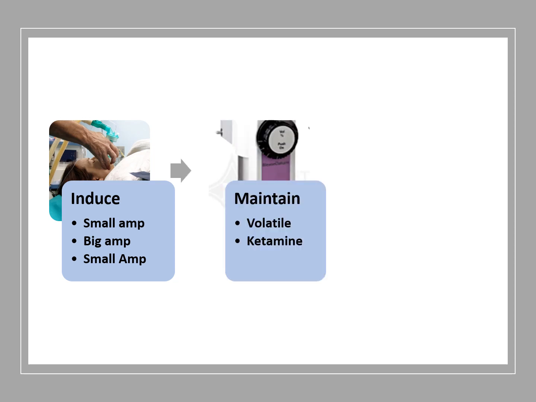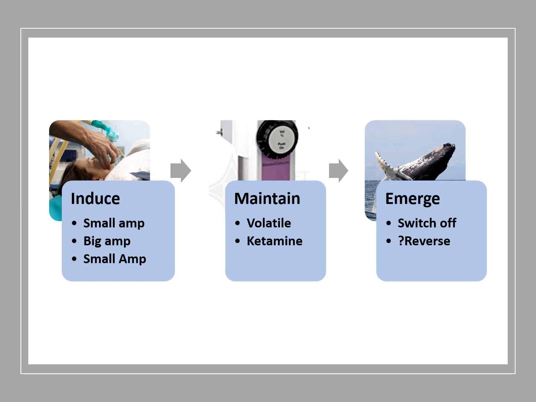You maintain with either a gas or some ketamine, and at the end you switch it off, and if you paralyze the patient, think about reversing the patient. And that's a basic anesthetic recipe. And really that applies also to an unstable patient. The only difference is that the doses become very, very small.